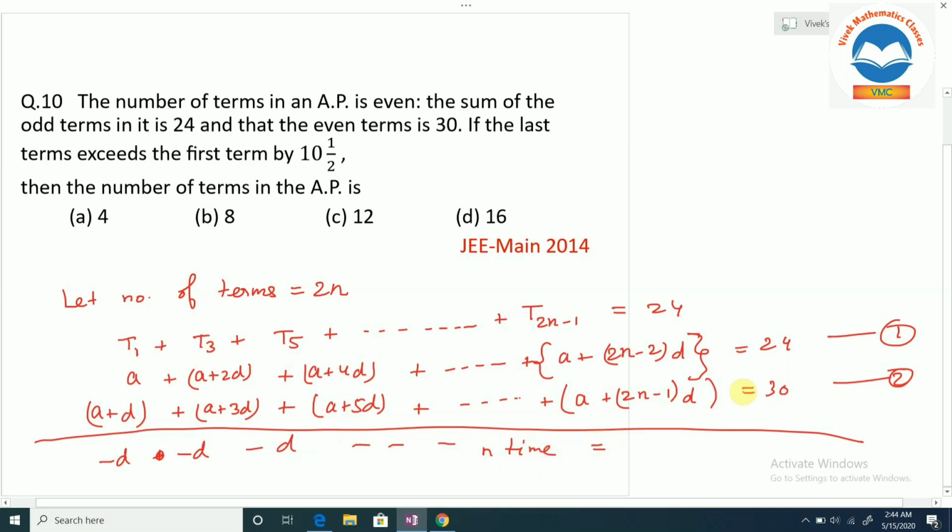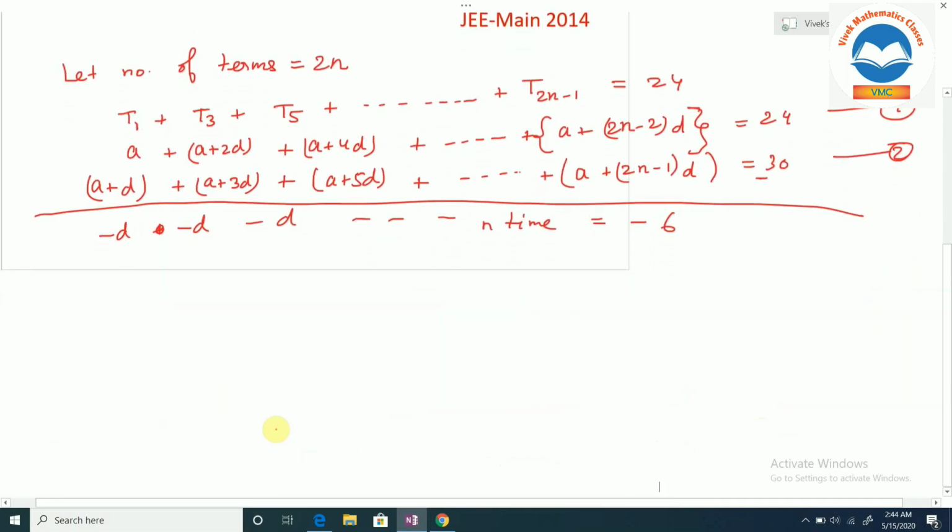And this will be equal to, here also if you subtract, you will get minus 6. So this will be equal to minus nd, will be equal to minus 6. Minus cancels out. From here what can we write? D value? D will be what? D will be 6 by n.